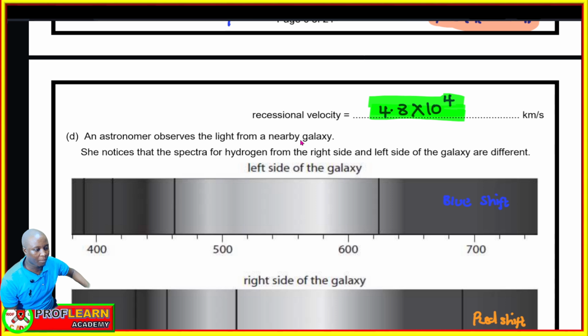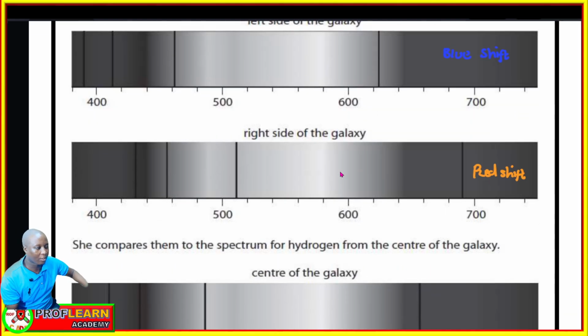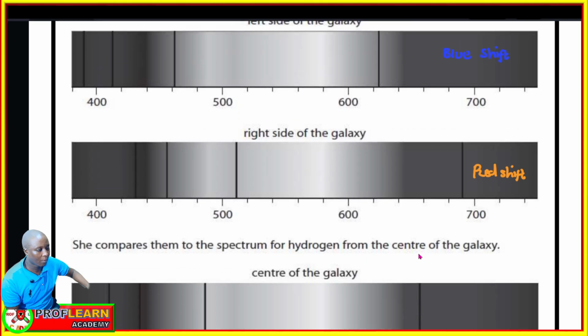An astronomer observed light from a nearby galaxy. She notices that the spectra of hydrogen from light on the left side of the galaxy are different, and that of the center is basically the standard one. So this one, you can see the spectral lines. This is the central one. Compared with this central spectral line, this one has shifted to the red section, to the longer wavelength. But this one has shifted to the shorter wavelength, which means it's a blue shift.